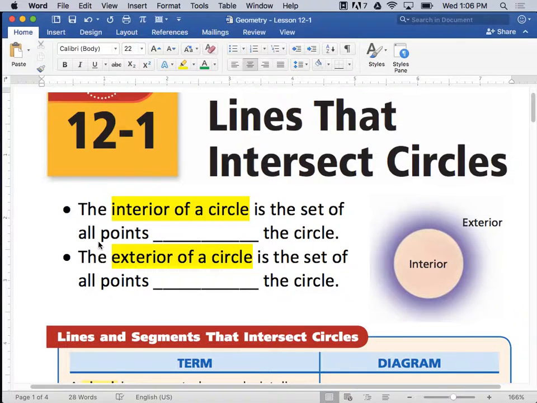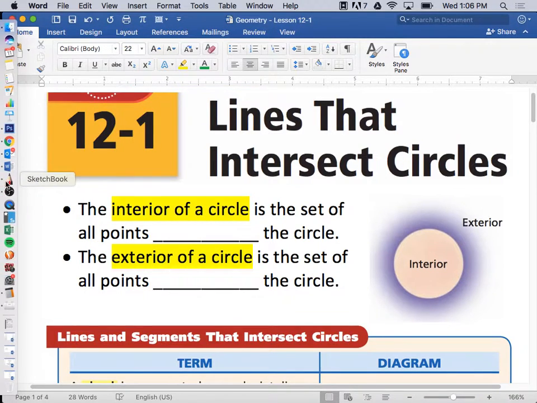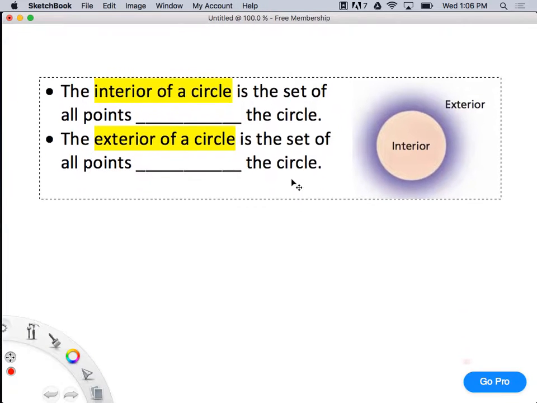So today's lesson is lesson 12:1, lines that intersect circles. We're starting with just these two simple things, which I think are pretty easy to understand.